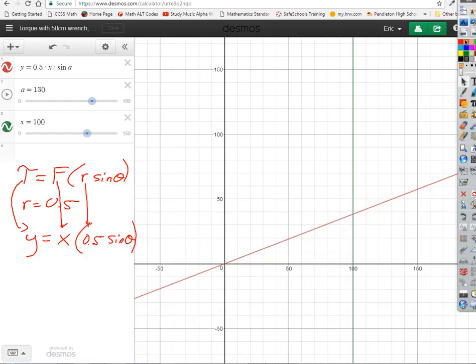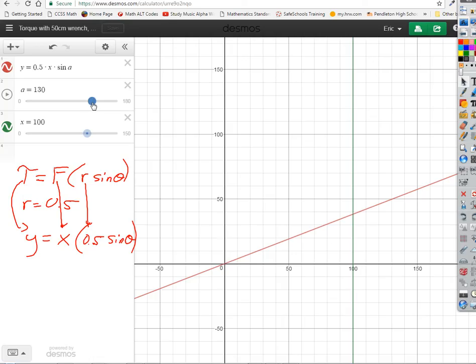So then I'm going to control the amount of force that's being applied. We'll just call it 100, and we'll make this foot pounds, so that's measured in 100 pounds. And the length of the lever is going to be half a foot, so 6 inches, let's say. Okay. So then we want to know, by sliding the angle, what angle is going to give us the most bang for our buck? This is the torque graph, in terms of X and A.